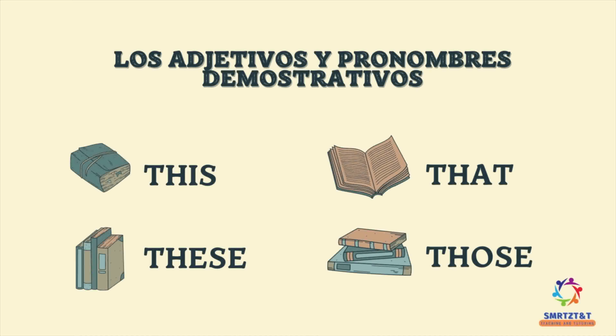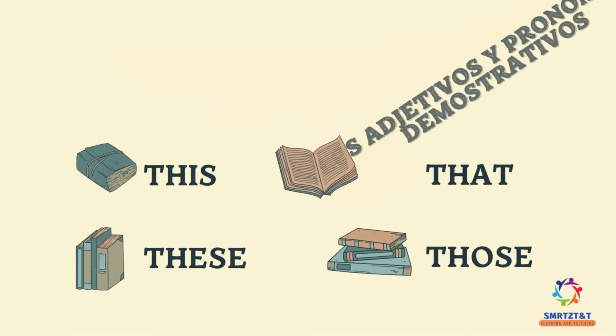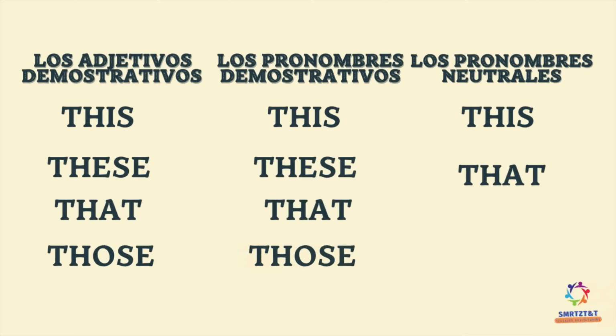Los adjetivos y pronombres demostrativos en español. Este, esta, ese, esa, estos, estas, esos, esas. In Spanish, we have gender, number, and proximity. We're going to see that during this presentation. But also, it is important to say that we have los adjetivos demostrativos, los pronombres demostrativos, y los pronombres neutrales.